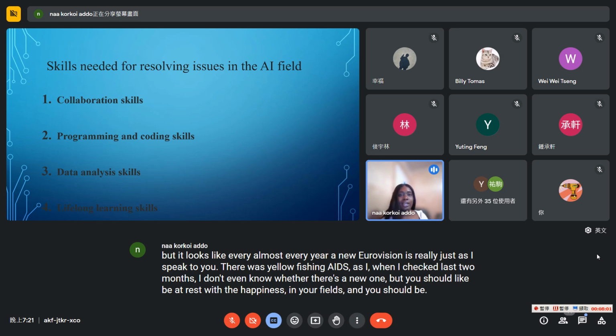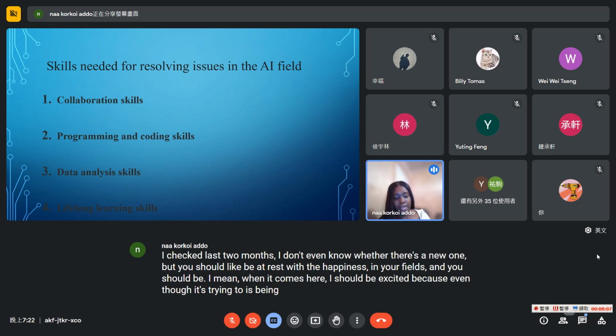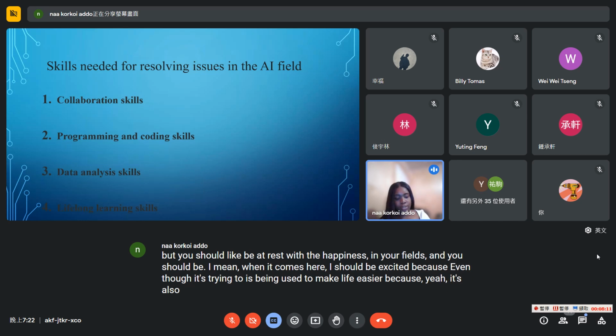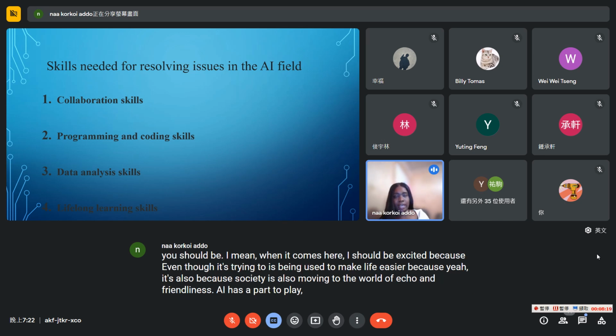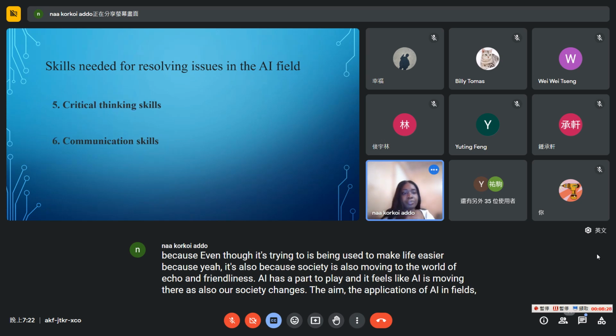When it comes to AI, you should be excited, because even though it's being used to make life easier, society is also moving to a world of eco friendliness. AI has a part to play, and it feels like AI is moving there as well. So as society changes, the applications of AI in fields also change.